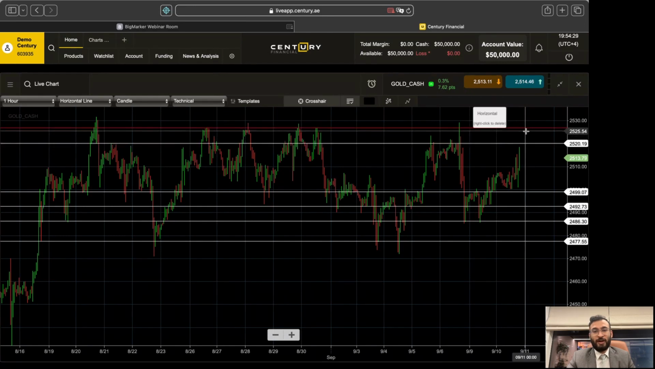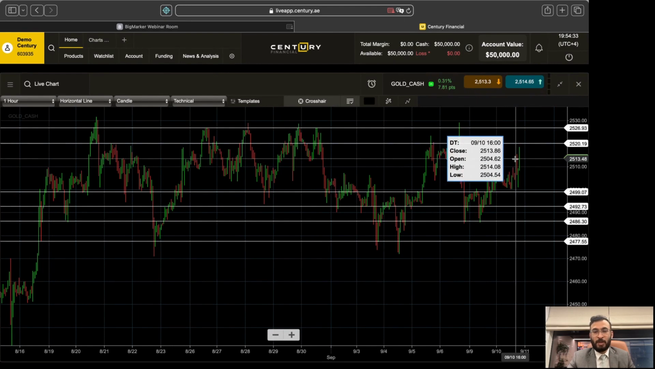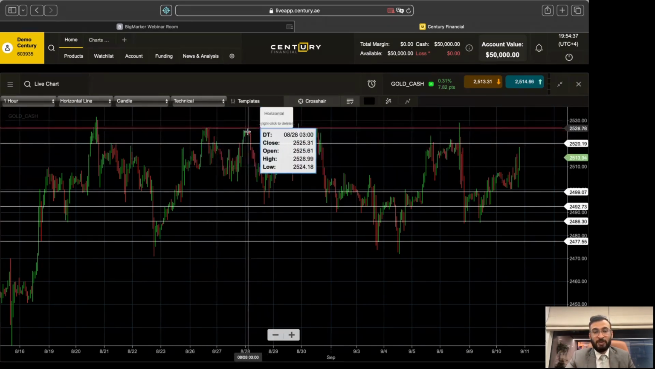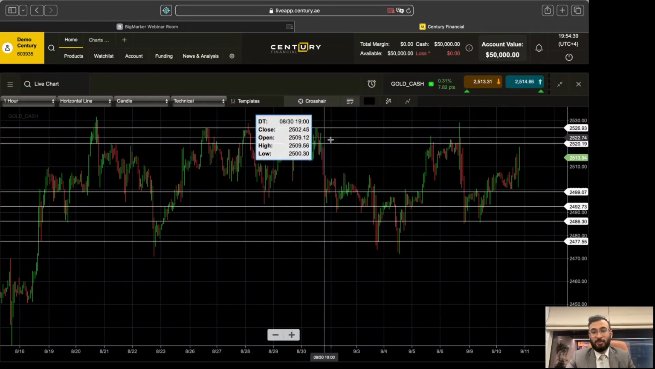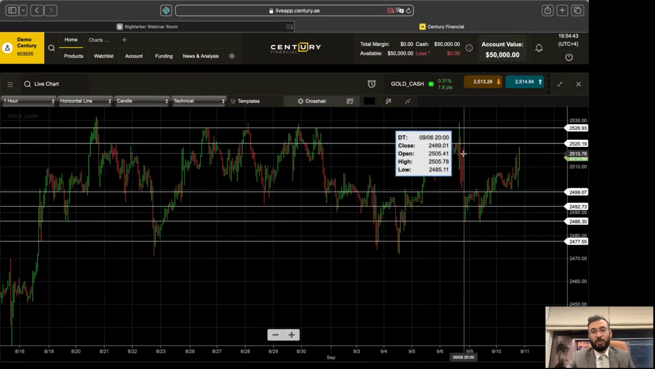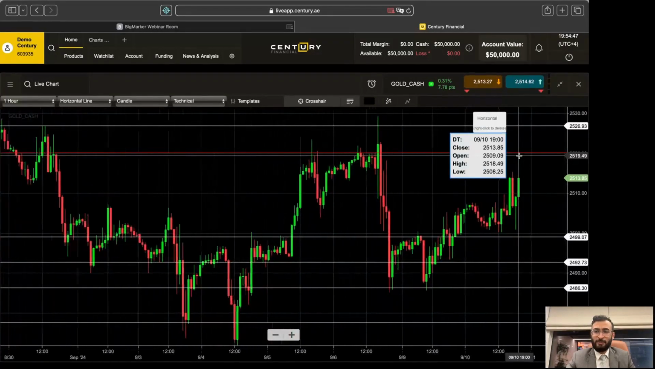So this is 2526, 2529 or 2531 it reached. Not able to break these peaks, right? Look at this peak, this peak, this peak, this peak here, right? Today, gold is 2514 right now. Again, very close to the first resistance.